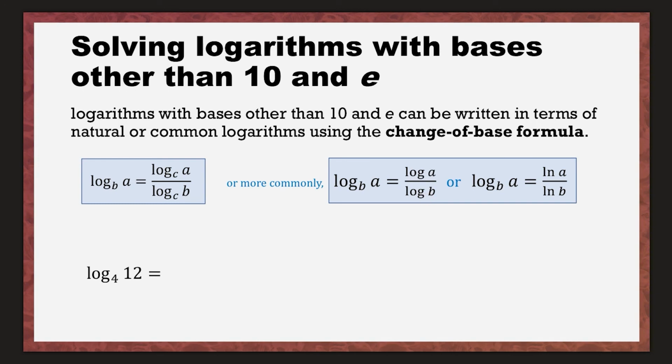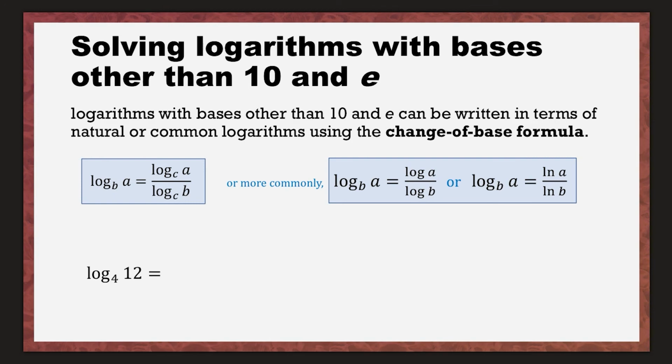Or you can write it as a natural log. Instead of putting a 10 in for these c's, I could put an e in for these c's. I could put Euler's number in. So then it would be log base b of a is ln of a over ln of b. And that is another way to solve this. So how will this work?